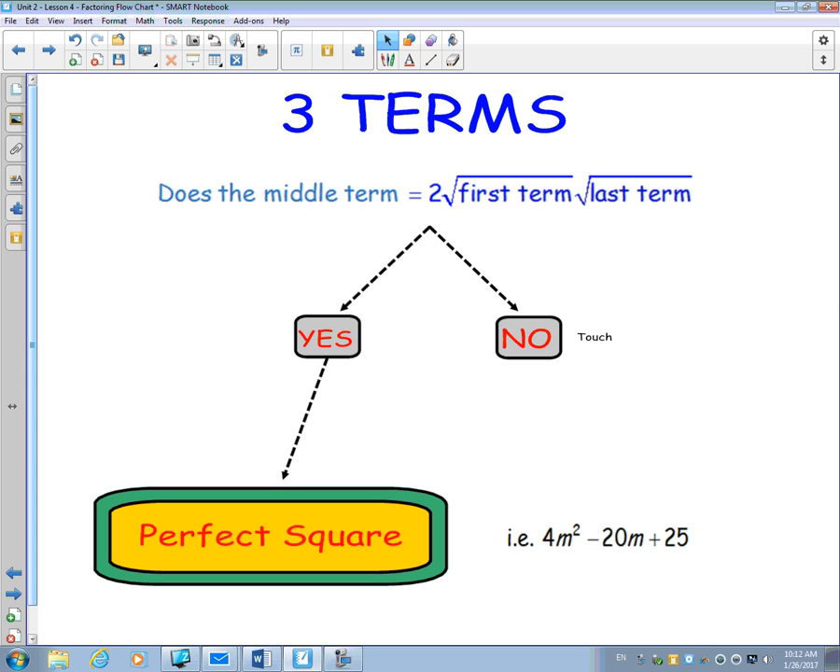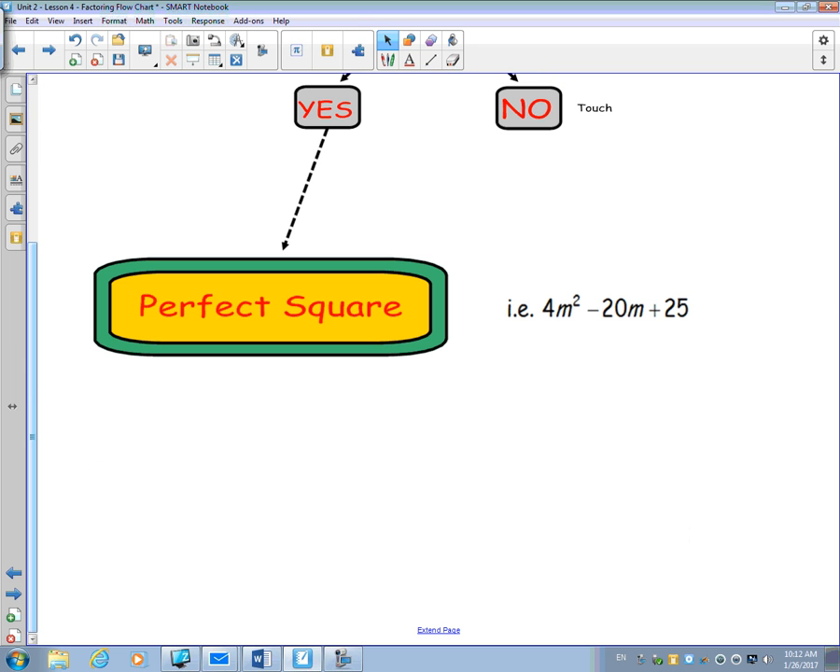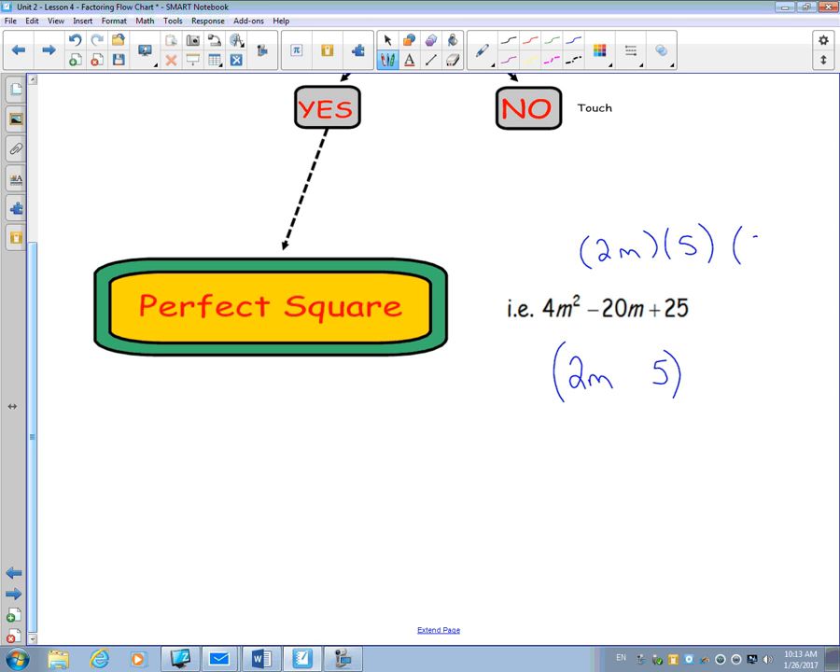So for example, this next one. Can I square root 4m squared? Sure I can. Can I square root 25? Sure I can. And 2m times 5 doubled comes out to 20m, which means it's a perfect square. So put the square on it, put your sign on it, you're done. That's really quick. I like that. If I didn't do it that way, I'd have to do a complex trinomial. It takes me a lot longer.